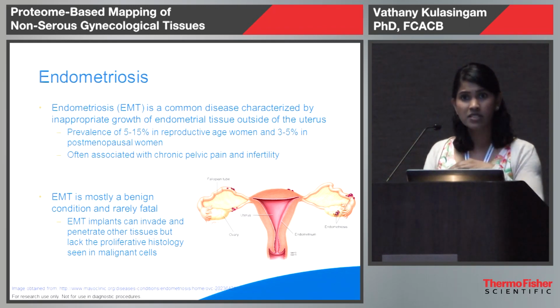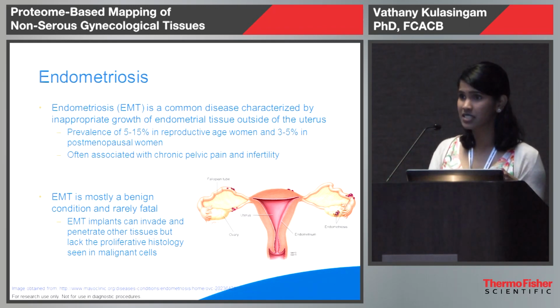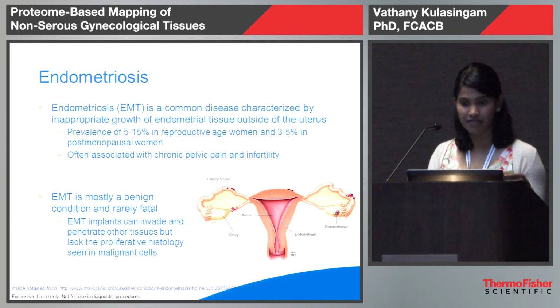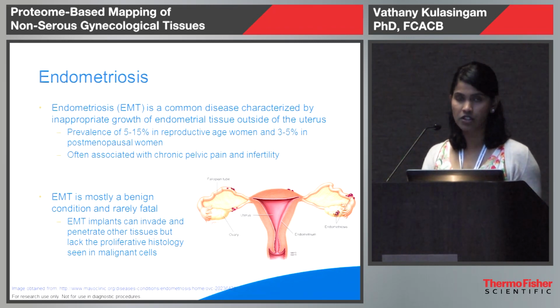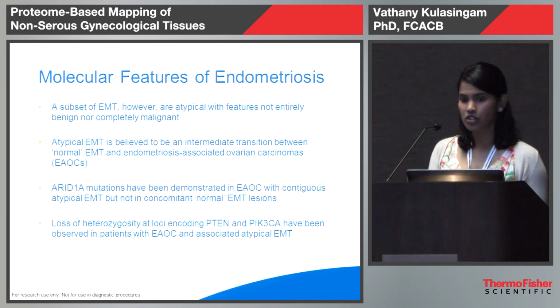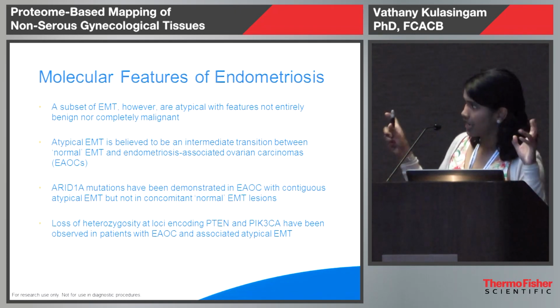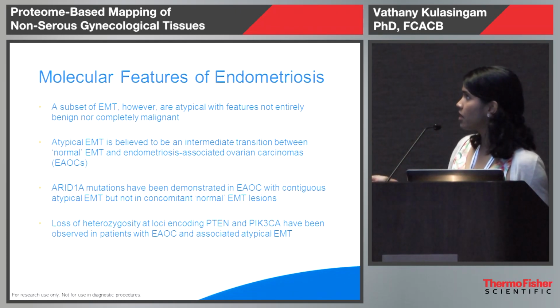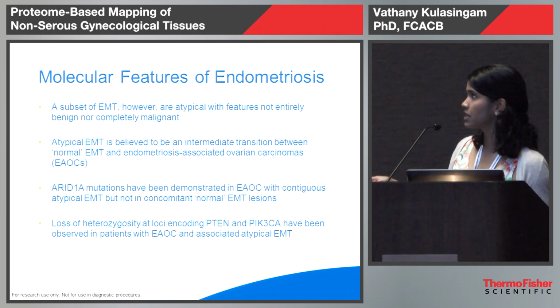Endometriosis in general is a benign condition, and it's rarely fatal. It can implant, invade, and penetrate into other tissues, but it generally lacks the proliferative histology that's seen in malignant cells. But there's a subset of endometriosis which is atypical, with features that are not entirely benign and not completely malignant.